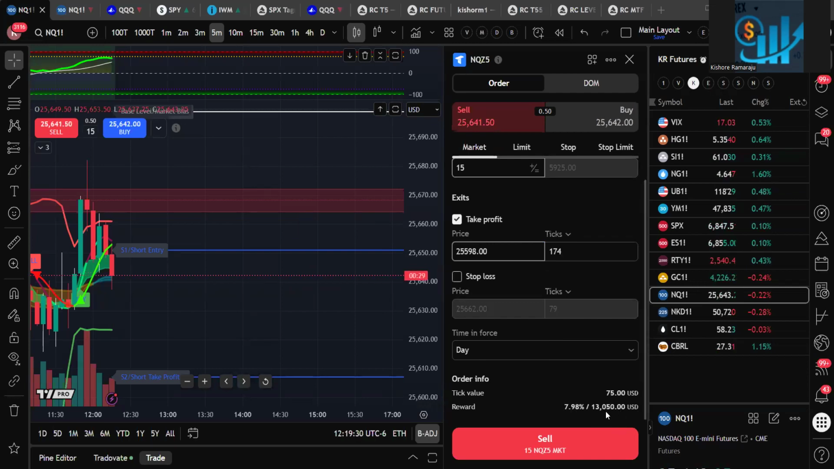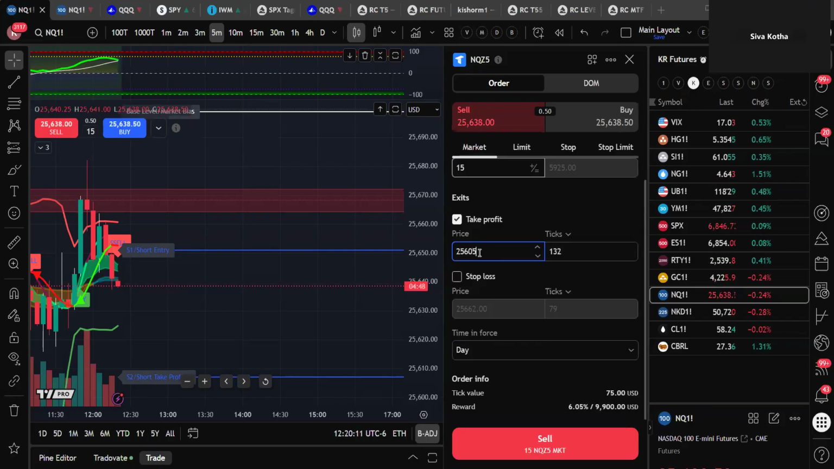Reward 13,000. For example, you want to make a 9,000 target, so adjust it accordingly. 25,600 is 12,000. 25,610 is 9,900. 25,615 is 8,025. For example, a 30-point drop: if there is a 30-point drop with 15 contracts, you will make nearly 8,500.